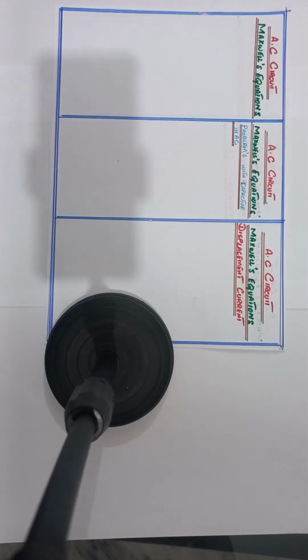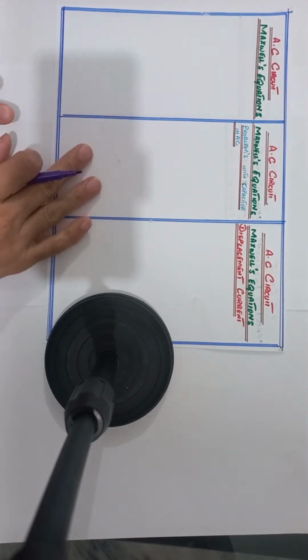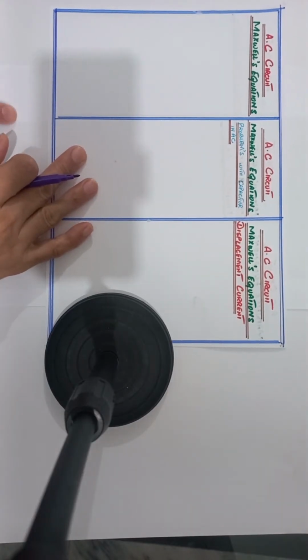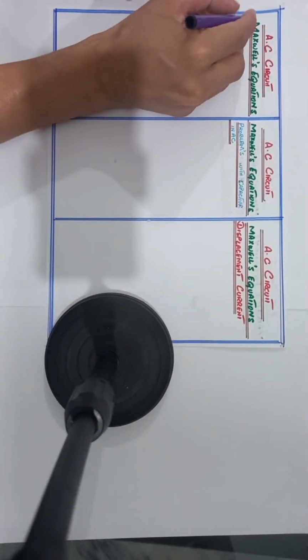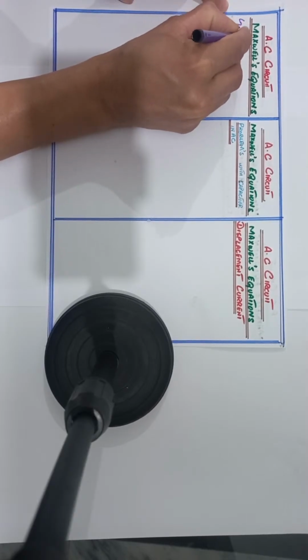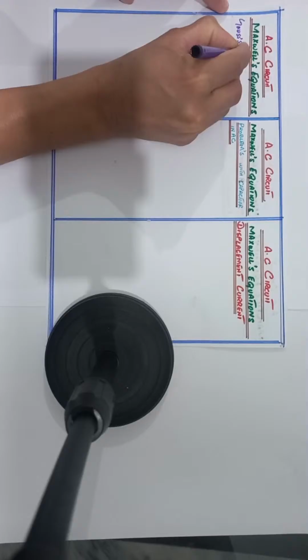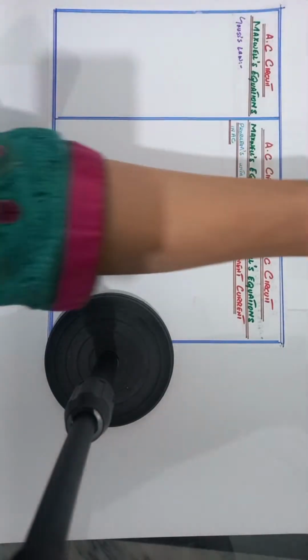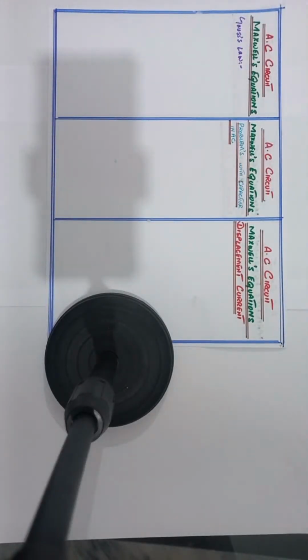The first equation gives the Gauss law. What is the Gauss law? It says that charges create the electric field. So here we write about the Gauss law. Gauss law says that charges create electric field.